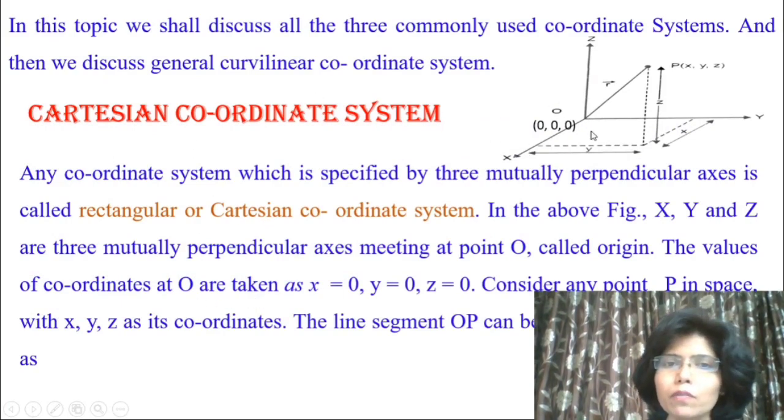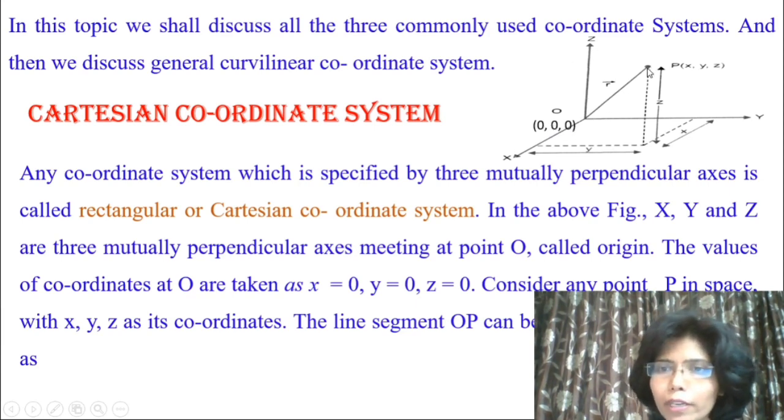Any coordinate system which is specified by three mutually perpendicular axes is called a rectangular Cartesian coordinate system. In this figure, the x, y and z axes are the mutually perpendicular axes, and all these axes are meeting at point O, which is called the origin. The values of the coordinates of this point O are 0, 0, 0, that is x is equal to 0, y is equal to 0 and z is equal to 0.